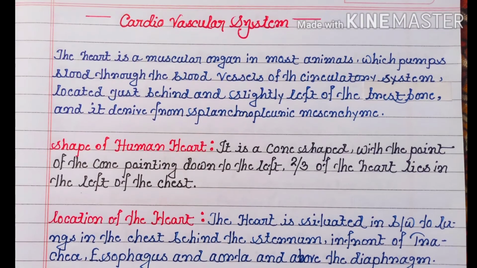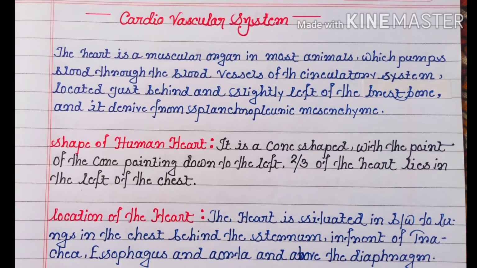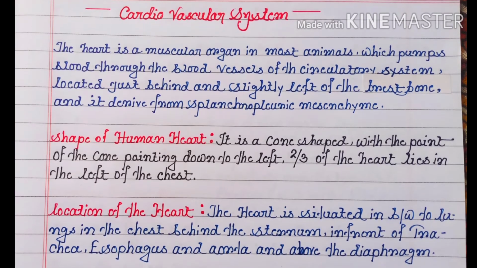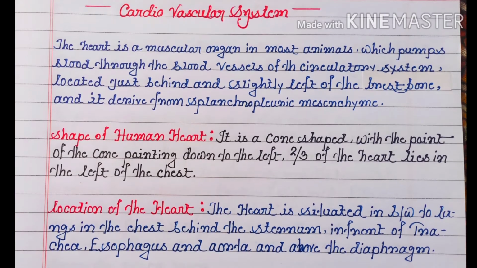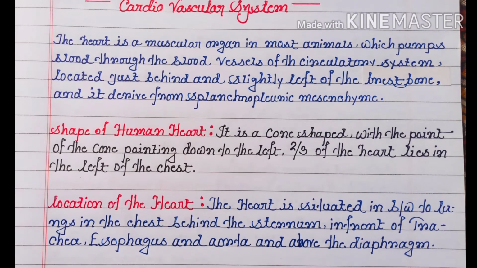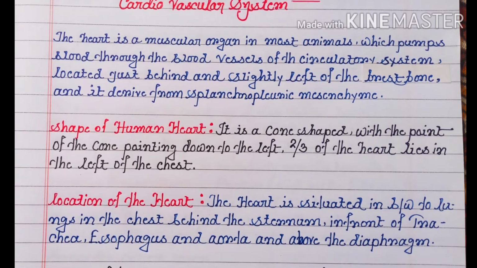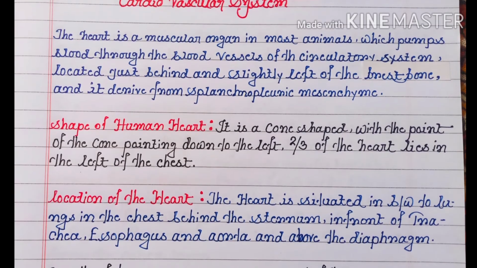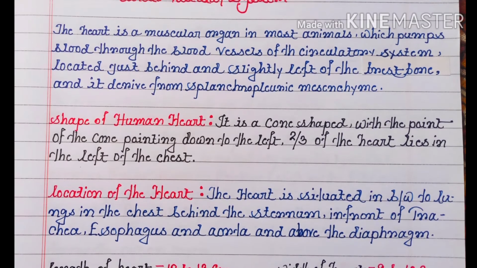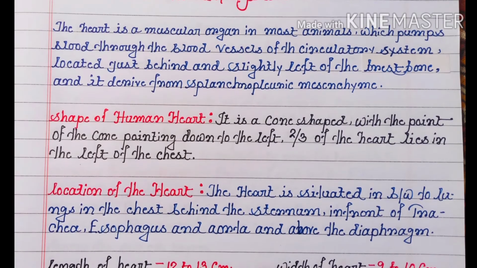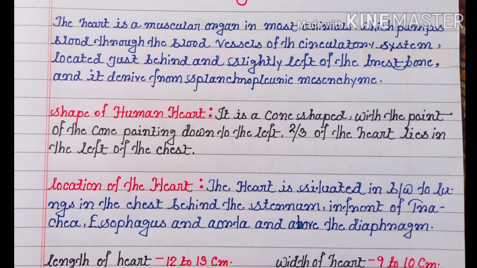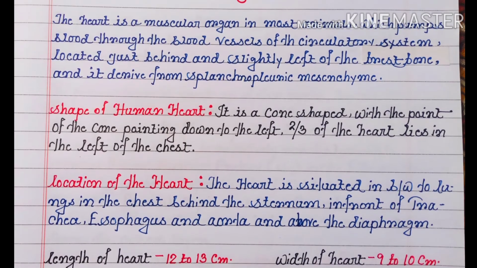Now look at the shape of the human heart. It is cone-shaped, with the point of the cone pointing down to the left. Two-thirds of the heart lies in the left of the chest. The heart is situated in between the two lungs in the chest, behind the sternum or breastbone, in front of the trachea, esophagus and aorta, and above the diaphragm.